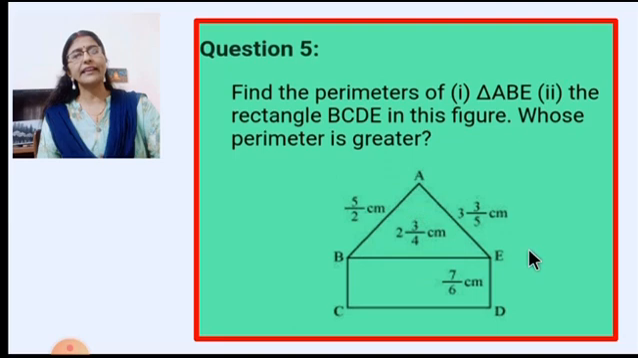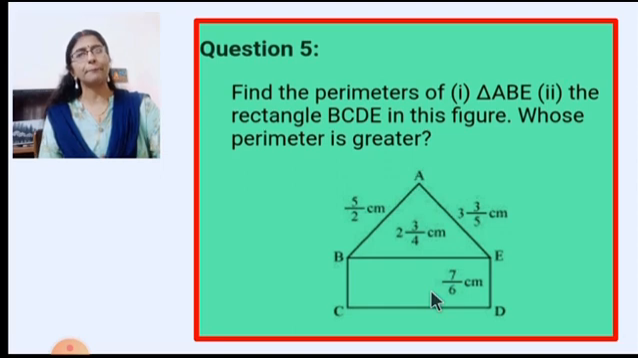And you can see very easily all the sides of the triangle are given. This is 5 upon 2 centimeter, this is 3 upon 5 centimeter and this side BE is 2 3 upon 4 centimeter. So first we'll find out the perimeter of the triangle and then the perimeter of the rectangle, and then we are going to compare. Okay, now let us see how to do it.